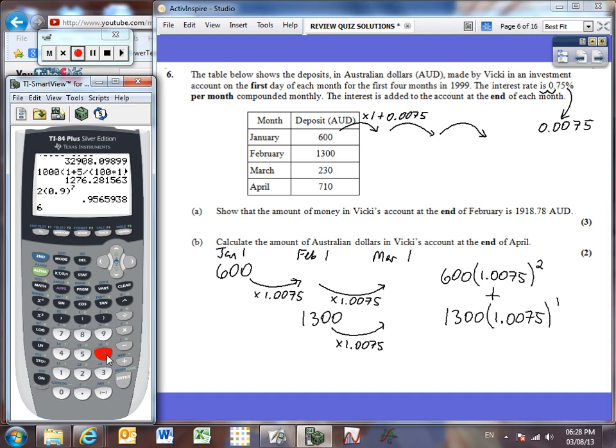So we've got 600 multiplying our 1.0075 to the power of 2, representing that it's been growing for 2 months. And to this we need to add our $1,300 deposit, which has been growing at 0.75% for only 1 month. I can raise it to the power of 1, but it doesn't really change anything. And we see that the total amount of money that Vicky's got is $1,918.78375.